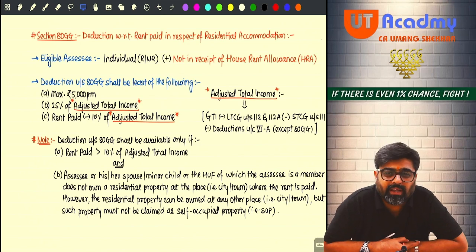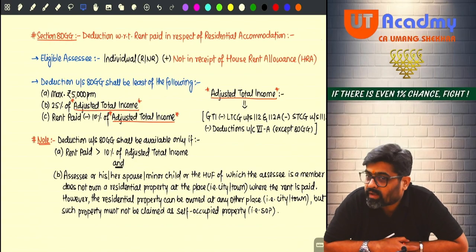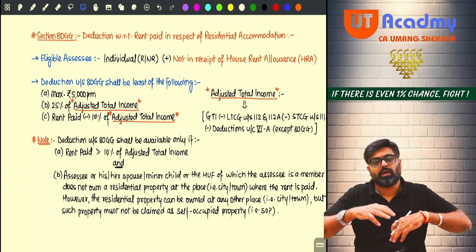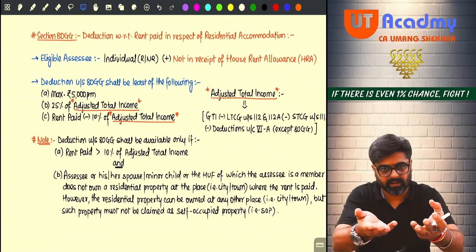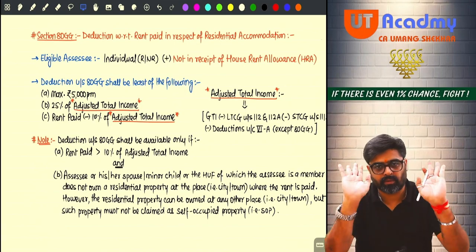Can you own a house in some other city? Yes, you can. Still you are going to get 80GG, no problem. But wait, that house property cannot be treated as your self-occupied property. If you are claiming that it is self-occupied, meaning that you are saying that you are staying there, then why are you paying rent here? Take 80GG, or take self-occupied property exemption for that and forget about 80GG. You cannot claim both.